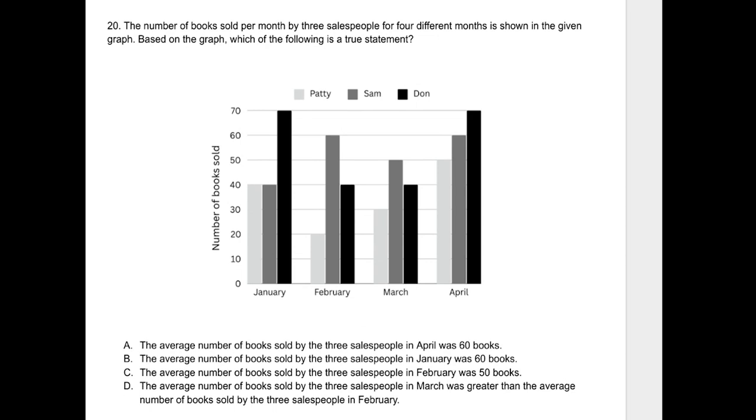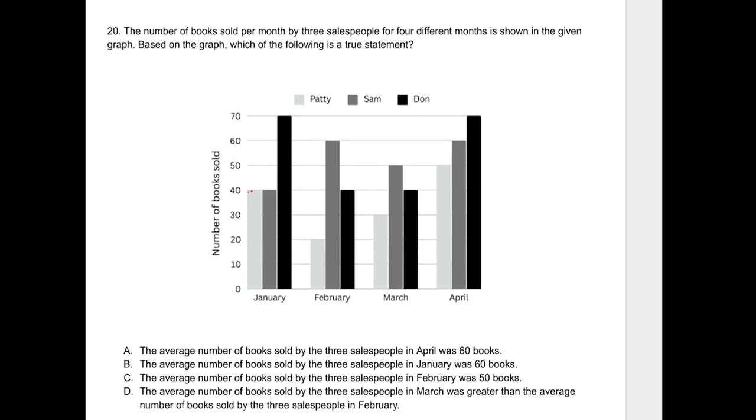For January, we'll do like 40 plus 40 plus 70. So I'll just write this one out as an example. 40 plus 40 plus 70 divided by 3. Now let's go ahead and calculate that. 40 plus 40 is 80 plus 70 would be 150 divided by 3. So the average in January was 50 books sold. And we want to calculate the average for all 4 of these months.